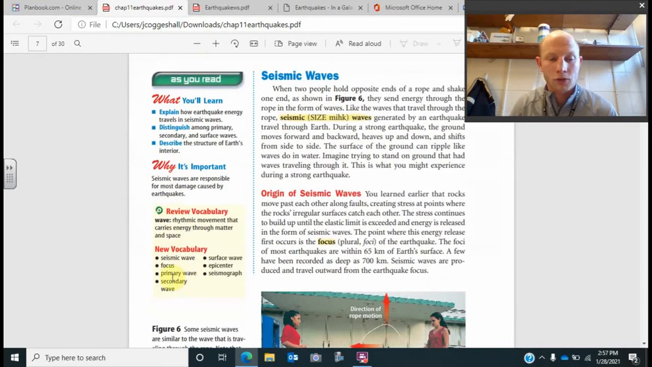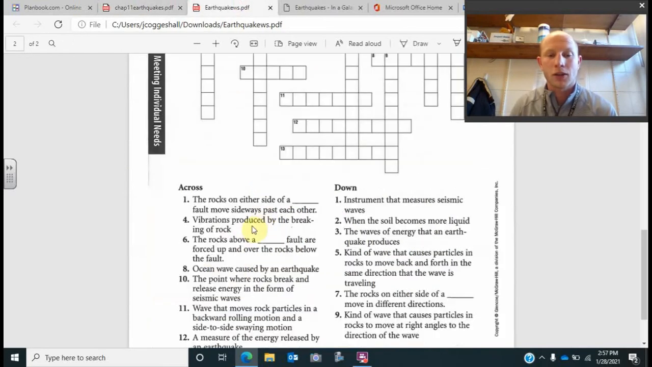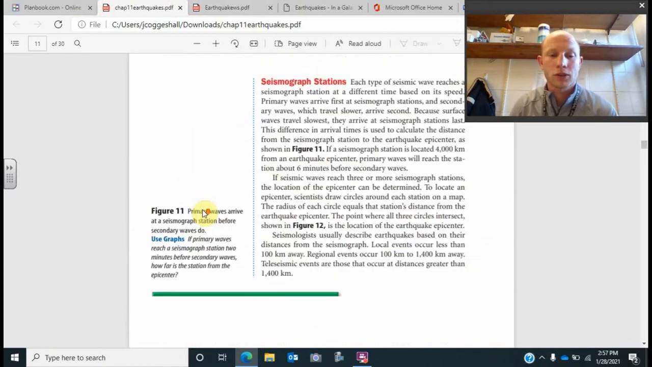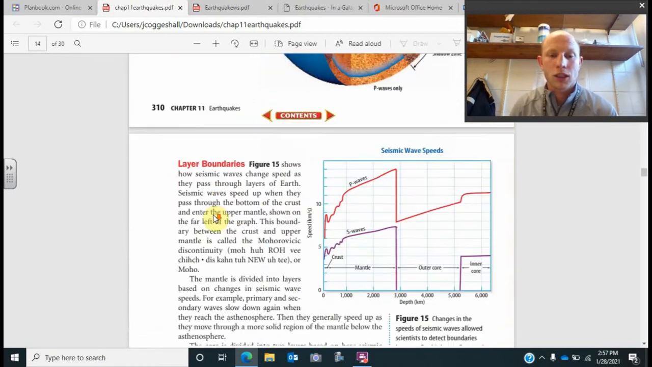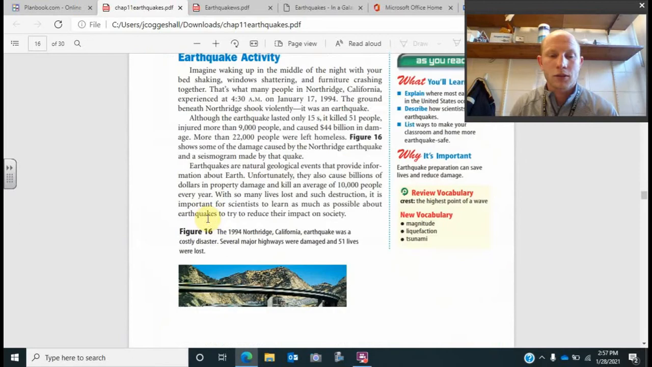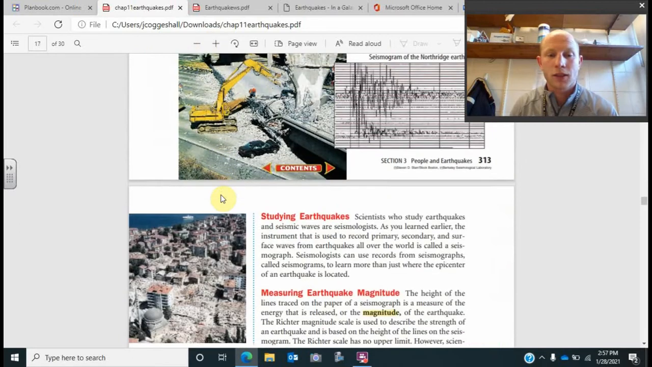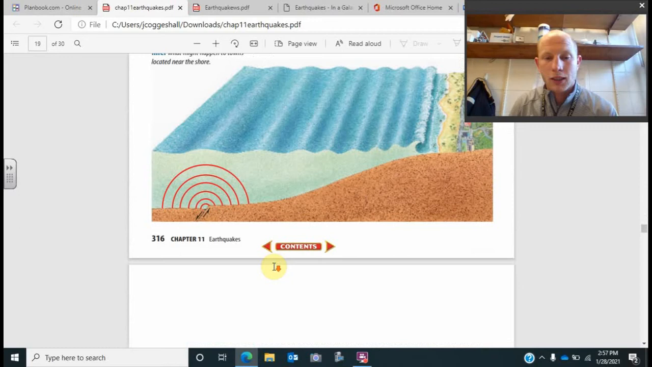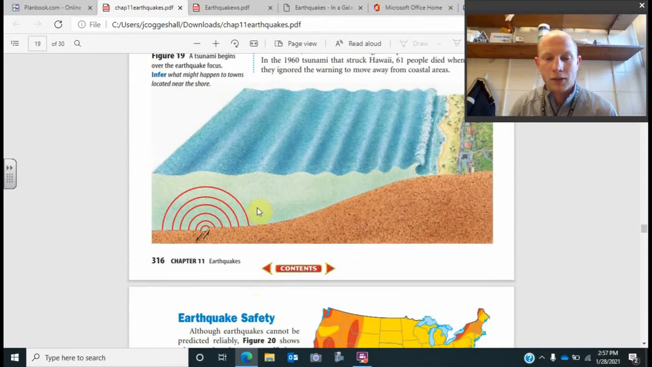Section 2, here's some more vocab that will possibly be on this crossword puzzle. And then you have a third section. Here's your third section, and here's your new vocab right here. So it talks kind of about a tsunami.